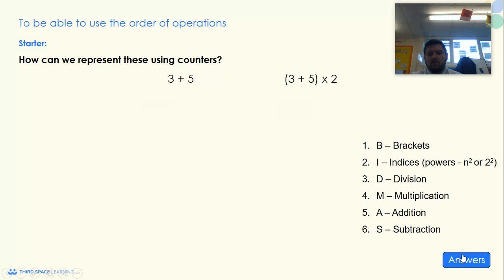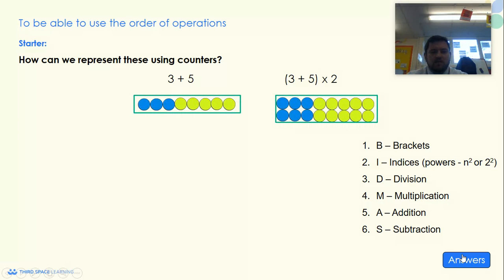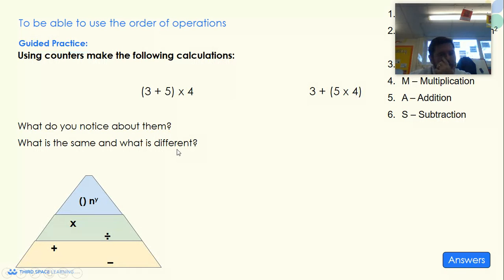So let's see what that would look like. So here you can see we've got 3 blue and 5 green. Here we had 3 blue and 5 green, but then we multiplied all of it by 2 because they were in brackets. And we have 6 blue and 10 green, which would give us 16. Now, these calculations look very similar. The only difference is the position of the brackets.